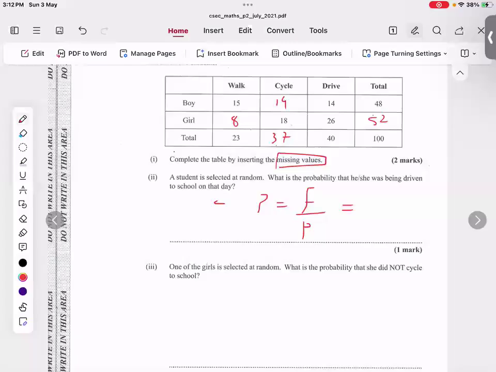So hold on, probability is favorable over possible. The amount of persons that were driven to school on that day was 40. And the total amount of persons in the survey is 100. So the probability is 0.4. All right, if you want to write it as a fraction, you can write 2/5.